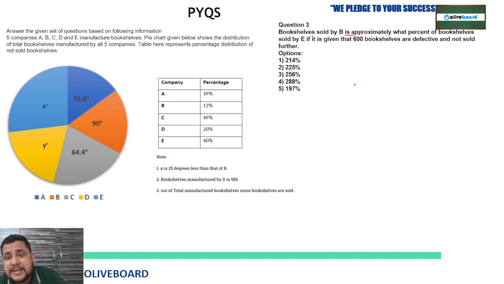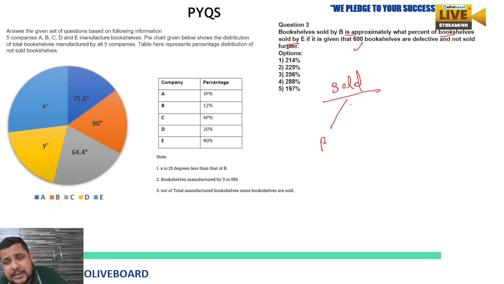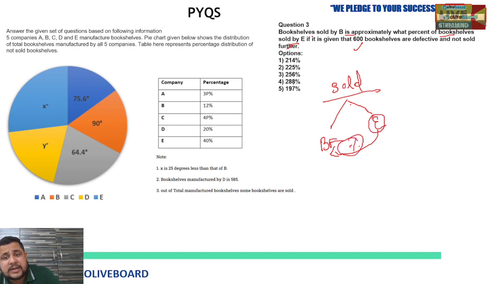Bookshelves sold by B is approximately what percent of bookshelves sold by E, if it is given that 600 bookshelves are defective and not sold further? So these are the options given. What are they asking? They are talking about the sold items. The bookshelves sold by B is approximately what percent of the bookshelves sold by E? That we need to find out. What percent is B of E, with respect to E.